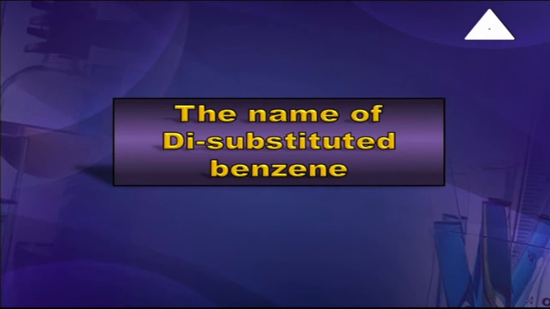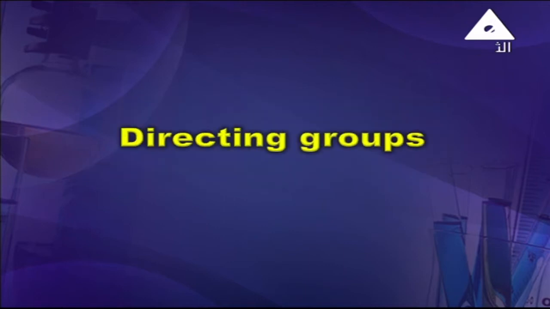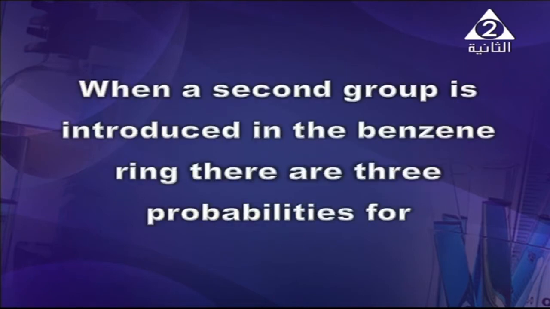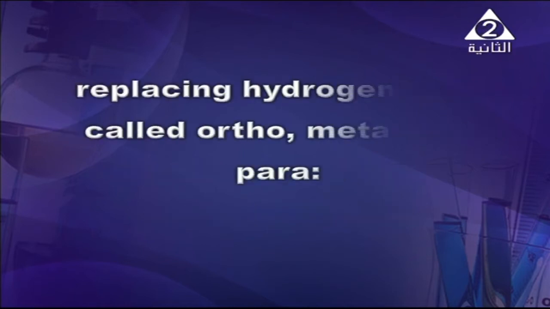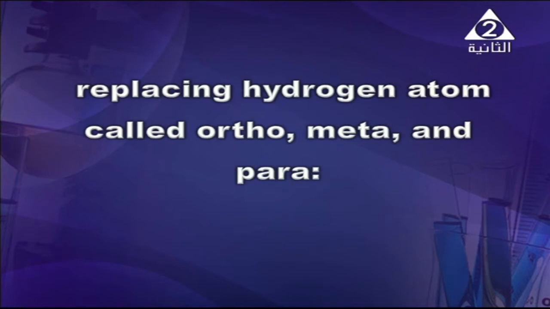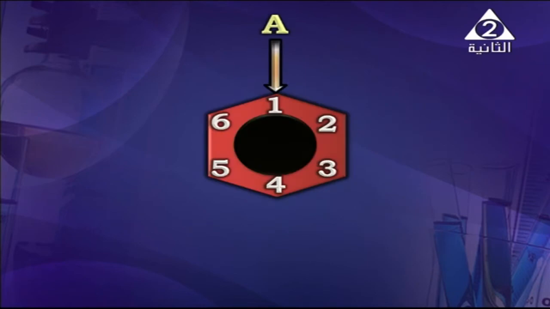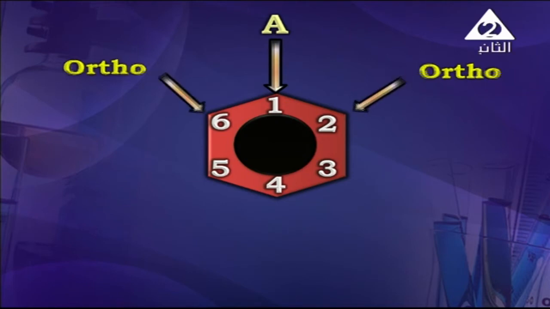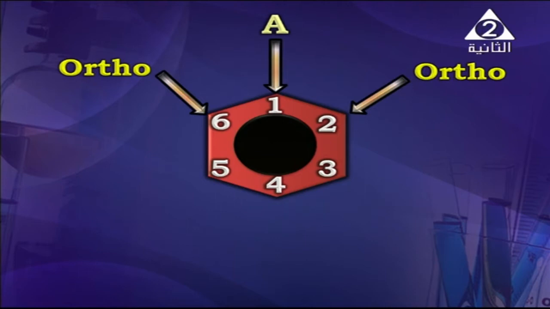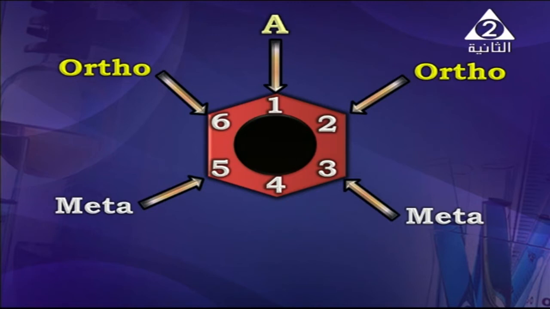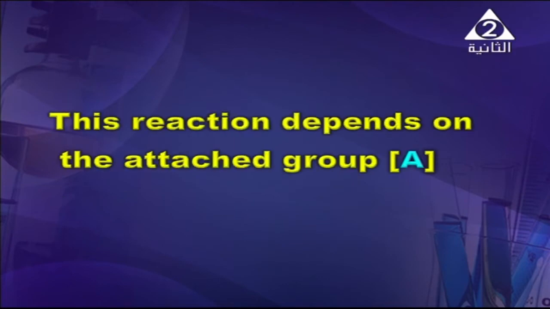The name of disubstituted benzene. So we are going to talk about directing groups. When a second group is introduced in the benzene ring, there are 3 possibilities for replacing a hydrogen atom, called ortho, meta, and para. As shown on the screen, the substituted group A is at carbon number 1, and we have numbering 2, 3, 4, 5, 6 for the other carbon atoms. Positions 2 and 6 are called ortho, 3 and 5 are called meta, and 4 is called para. And the reaction depends on the attached group A.